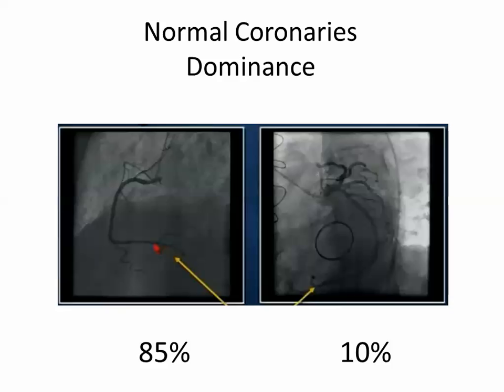This is about the dominance. What's this view on the left? It is RAO. Okay, RAO. No, it's not RAO. Here is the spine. Okay, if you don't see, and this is the rib. Yes, it's LAO. Perfect.